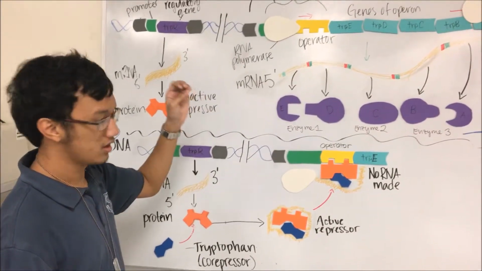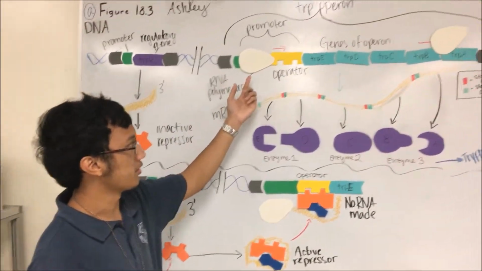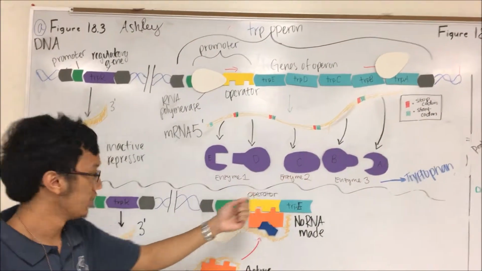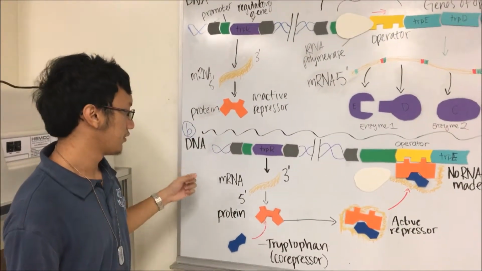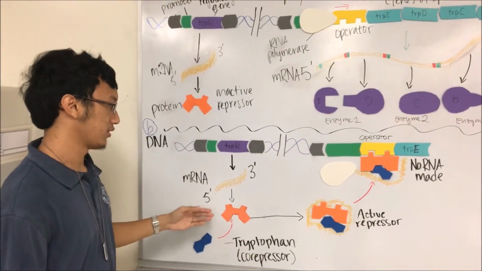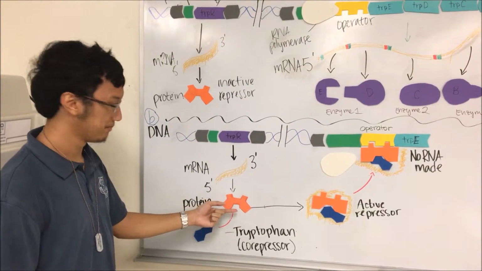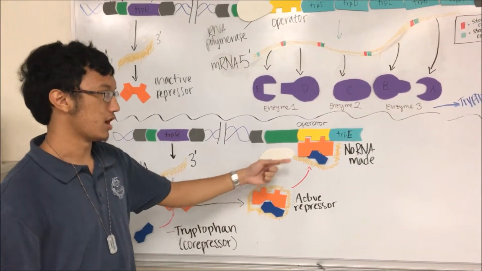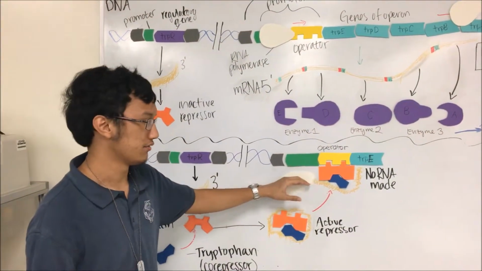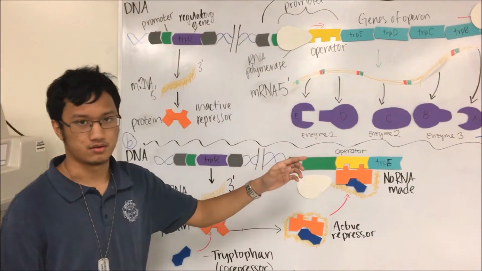So since the inactive repressor is not active currently, the RNA polymerase would be allowed to freely code for tryptophan. Once tryptophan is present throughout the body, tryptophan would end up binding to the repressor, and this active repressor would bind to the operator, which would block out the RNA polymerase. Because the RNA polymerase is blocked off, no RNA could be made, and since this RNA cannot be made, then no tryptophan would be produced.